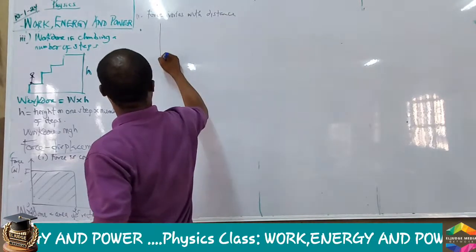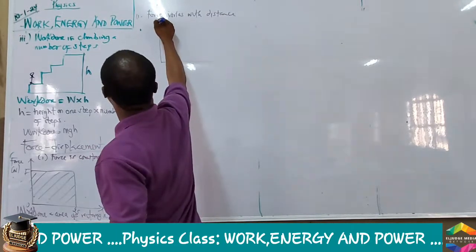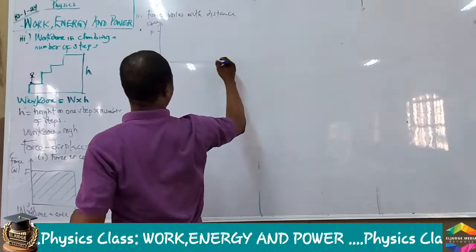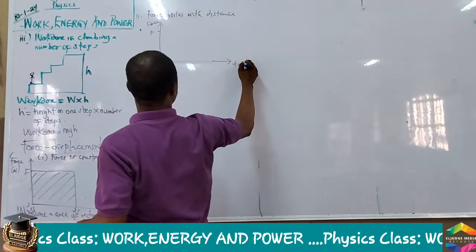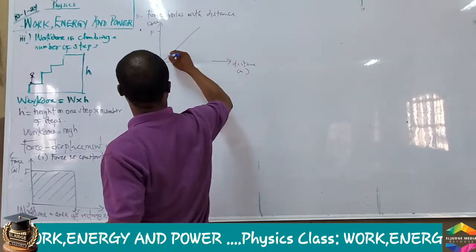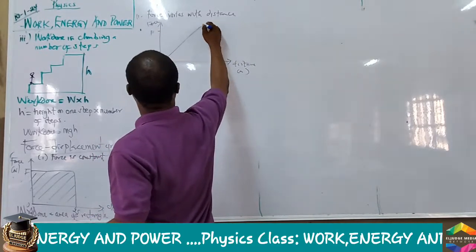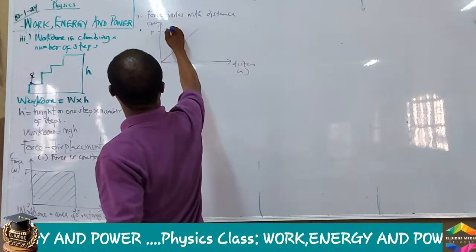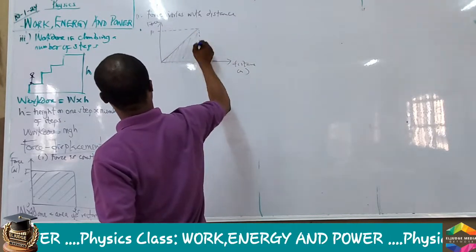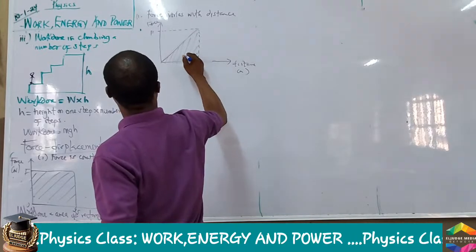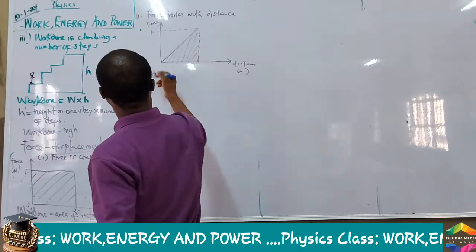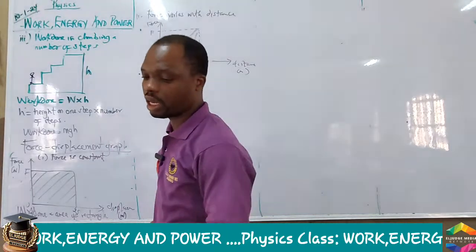Then we can draw this. Say our force here, force, and our distance or displacement here in meters. The force varies. That means it's increasing. And in this case, if we trace this, the area under this graph represents our work done. And what is the area under the graph?